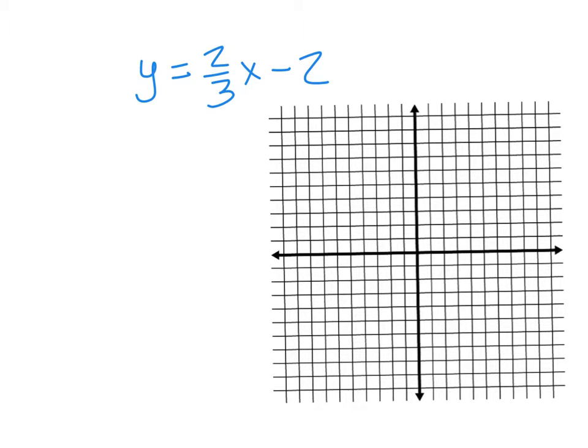On the y line, right? So I go down to negative 2, put a dot. What's my slope? 2/3. So I go up 2 over 3. Always to the right. And now you've graphed it. That's it.